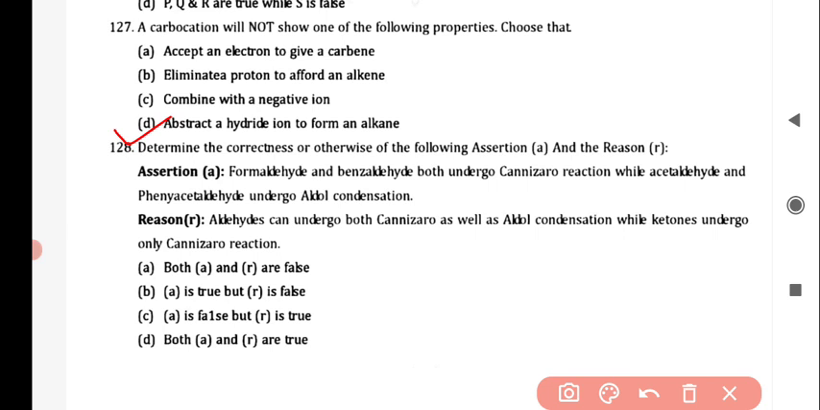Next question is, determine the correctness or otherwise of the following assertion A and the reason R. Assertion A is, formaldehyde and benzaldehyde both undergo Cannizzaro reaction, while acetaldehyde and phenylacetaldehyde undergo aldol condensation. And reason R is, aldehydes can undergo both Cannizzaro as well as aldol condensation, while ketones undergo only Cannizzaro reaction. So the correct answer for this is option B, that is A is true but R is false.